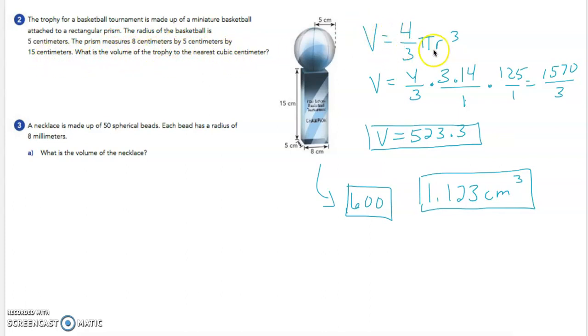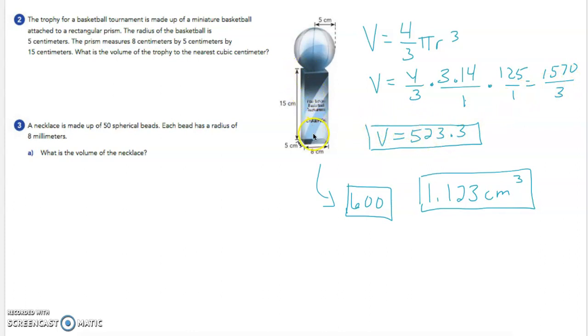So to find the volume of the sphere, we just use this formula, 4/3 pi r cubed. We fill in the things that we know. The radius is 5, and 5 cubed is 125. I multiply my numerators together, I multiply my denominators together, and then I just divide. I do 1,570 divided by 3. I get a volume of 523.3, and that's for the basketball.